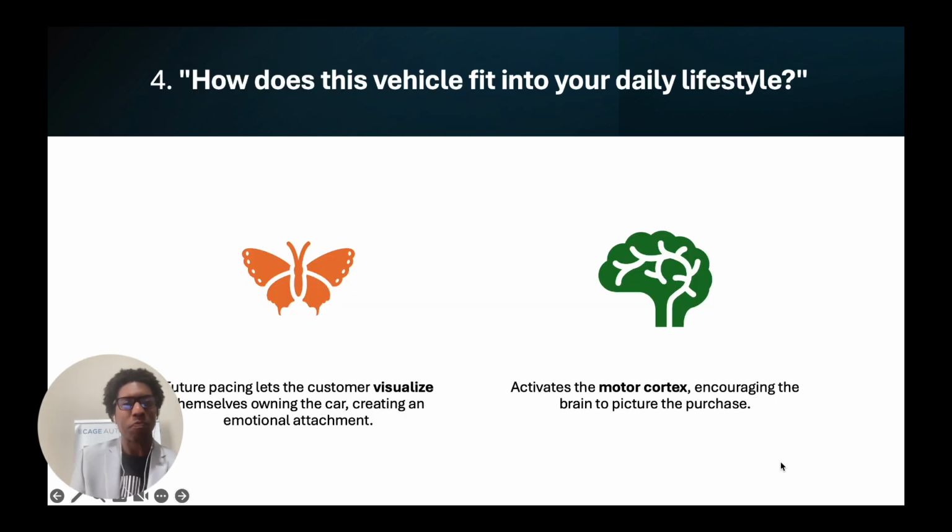I love that. Number 4, how does this vehicle fit into your daily lifestyle? I like this. So this not so much puts the customer in a position, but this helps us, the reps, understand what the customer is actually going to be using the vehicle for and how it actually fits. Is this a day-to-day driver or is this a vacation driver? Love that. And again, you'll see this word visualize. The science behind this is the future pacing lets the customer visualize themselves owning the car, creating an emotional attachment.